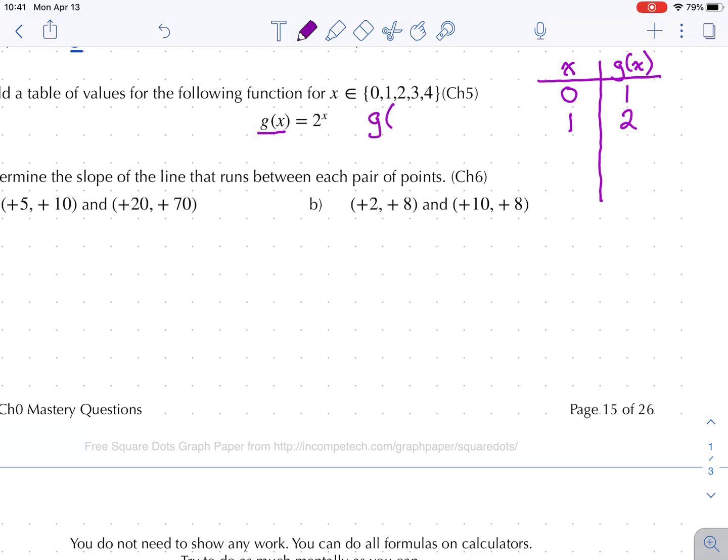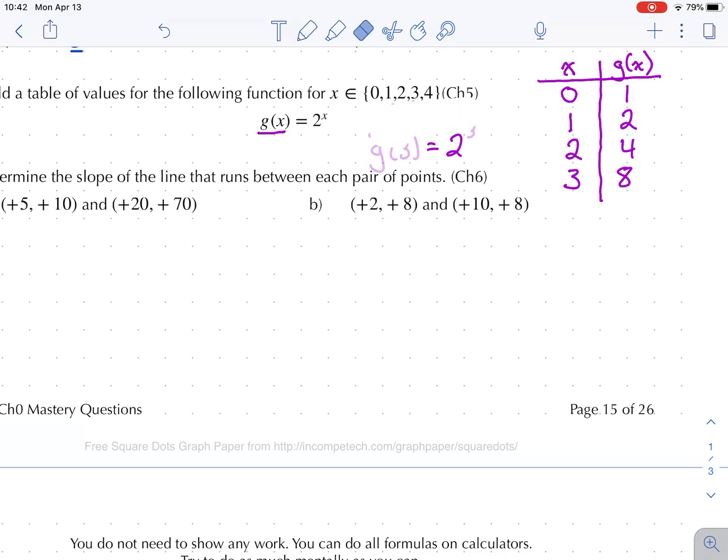Our function g evaluated at 2 is equal to 2 to the power of 2. So x is 2, and our function evaluated at 2 is equal to 4. Our function evaluated at 3 will be equal to 2 to the power of 3. 2 to the power of 3 is 2 times 2 times 2. 2 times 2 is 4, times 2 is 8. So it's 3 and 8.